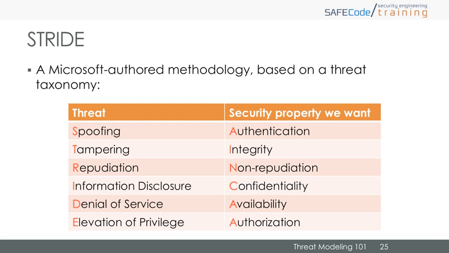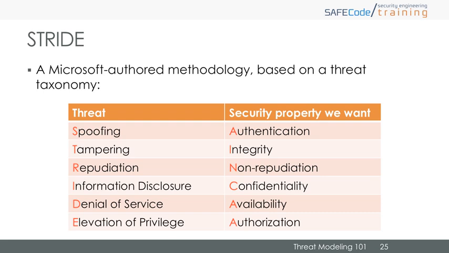STRIDE, compiled by Microsoft, is a taxonomy of threats that compromise well-established properties required for secure systems. Its name is an acronym for 6 categories of threats. Spoofing. This is an attack vector whereby a malicious actor masquerades as a different and typically more trusted identity. In a properly secured system, all actors are authenticated, or the system is explicitly designed for anonymous access.